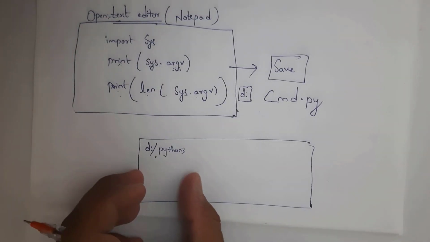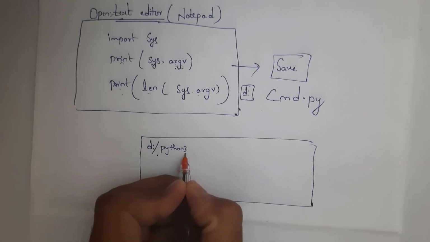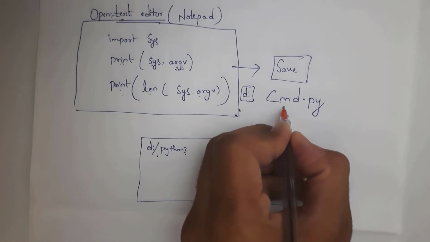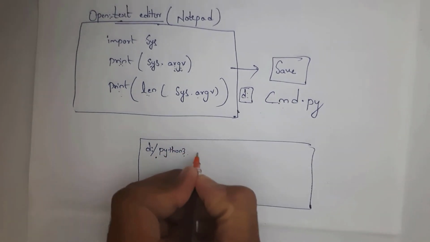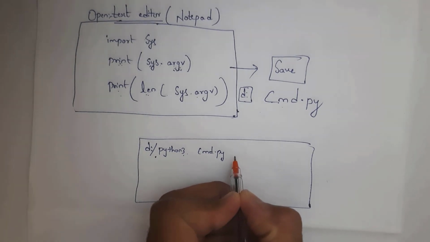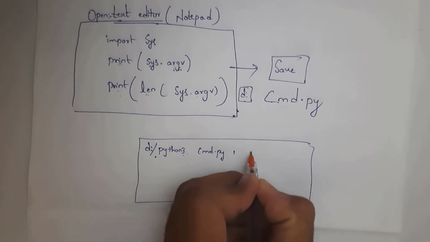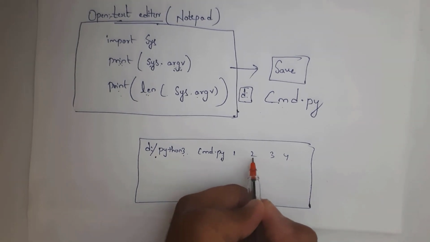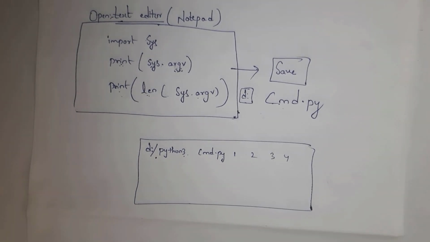In command prompt you need to type python3, where 3 is the version. So just type here python3 space your file name. Here my file name is cmd.py, so just type here cmd.py, and here you can pass multiple number of inputs. For example, I want to give inputs like 1, 2, 3, 4. Don't give commas, just give here 1 space 2 space 3 space 4.